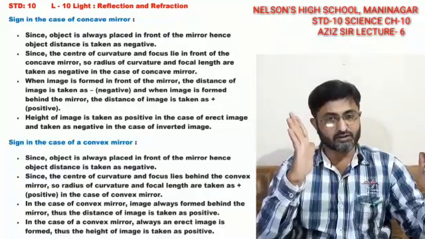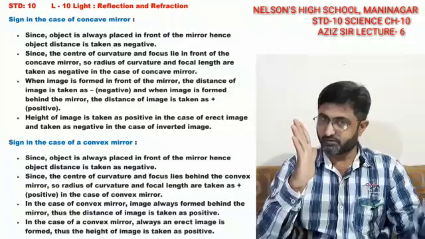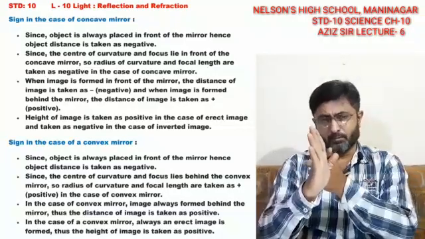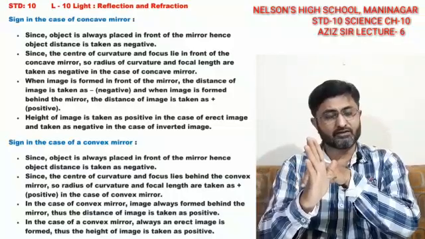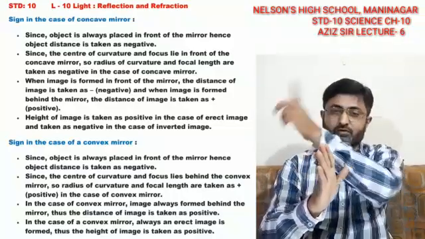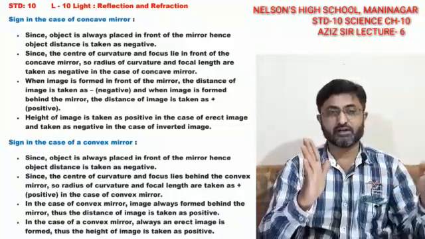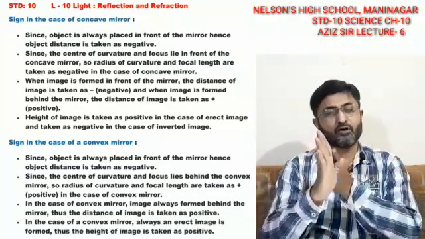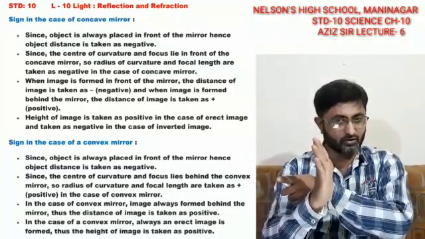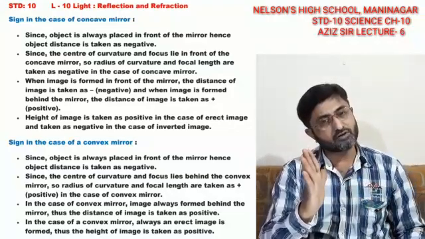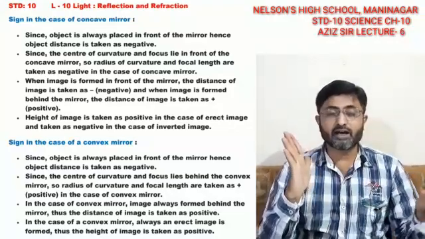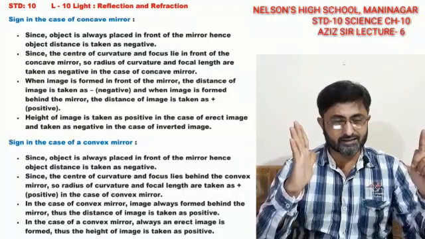The object is placed in front of the mirror, the object distance will always be negative, but the focal length will be counted as positive, radius of curvature will be counted as positive. And also the image is formed behind the mirror in case of a convex mirror, so it will always be counted as positive. So, what will be negative is the object distance.